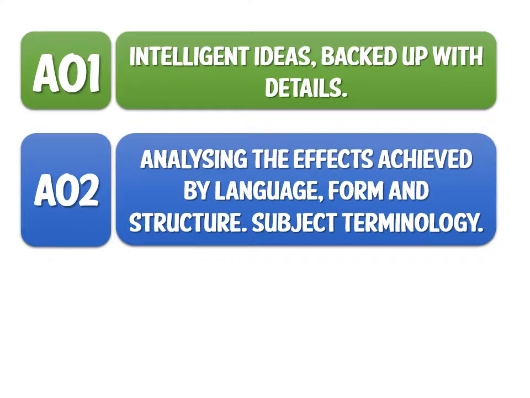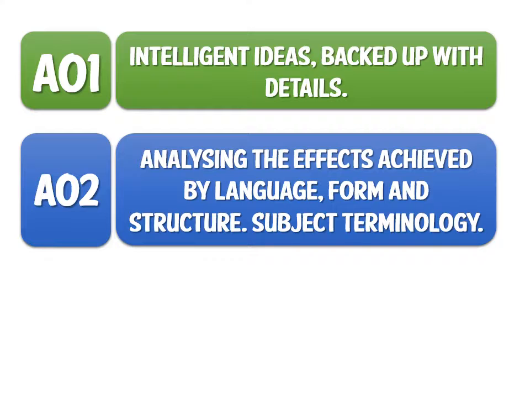The second assessment objective, analysing the effects achieved by language, form and structure, and using subject terminology. So talking about language means looking in detail at the passage, pulling out different meanings, connotations and techniques used by the language within that passage, and in other quotations from the rest of the play. Form means talking about it as a play, so thinking about what's making it dramatic, how an audience might respond. Structure just really means the order of things.